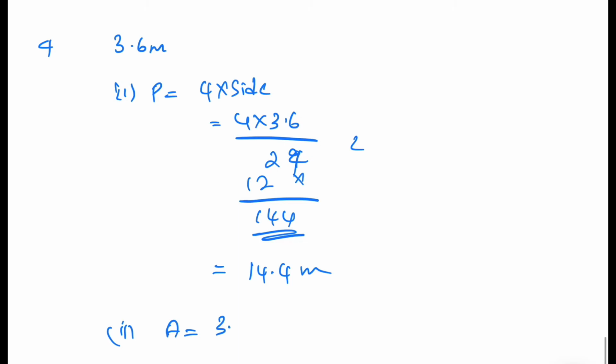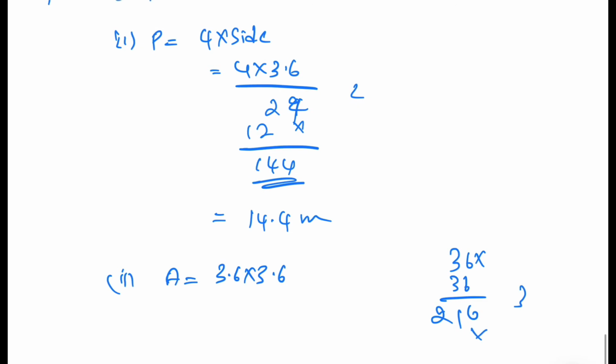Second sub question, you have the area. Area is equal to 3.6 into 3.6. Okay, what is 3.6 into 3.6? 6 6s are 36. 6 3s are 18. 18 plus 3 is 21. Into 3 6s are 18. 1 balance. 3 3s are 9. 9 plus 1, 10. So 6 9 2 1. So your answer will be 12.96 meter square.